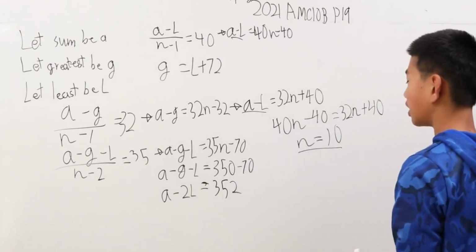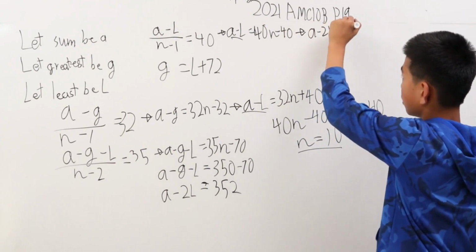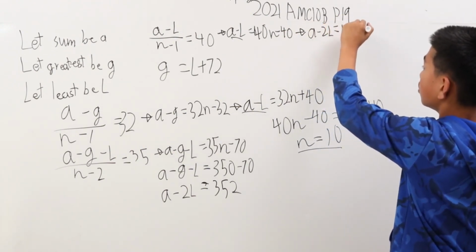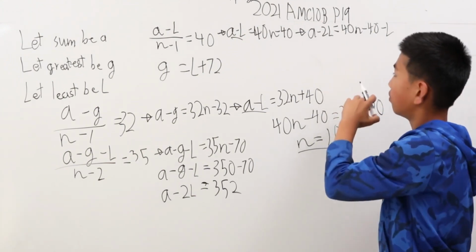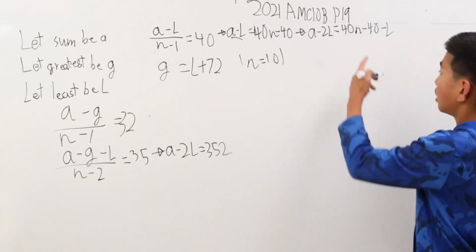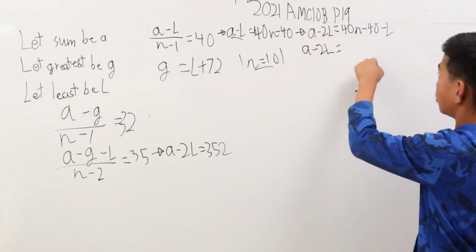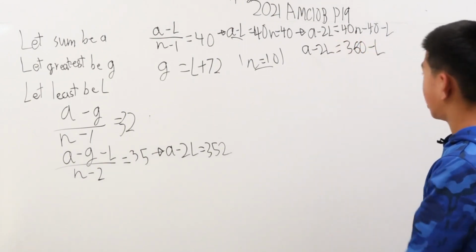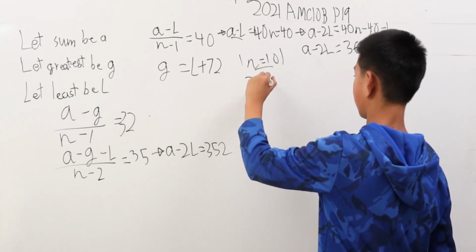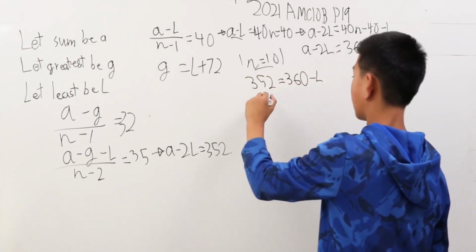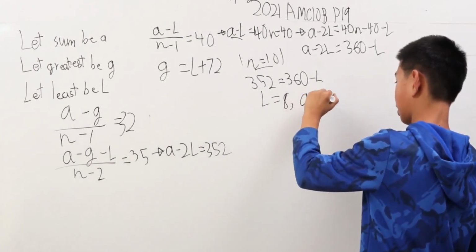Okay, so we have an A minus 2L here. We can make that equal to this one by subtracting an L on both sides. So this becomes A minus 2L, this is 40n minus 40 minus L. At this point, it's basically just solving it. And now I forgot to plug in n equals 10 in this equation, but it's fine. We can do it right now. So this is A minus 2L, this is going to be equal to 360 minus L. Well, now these are both expressed in terms we can further solve for. So A minus 2L, 352 is equal to 360 minus L. L equals 8. And further solving for A, we get that A is equal to 368.